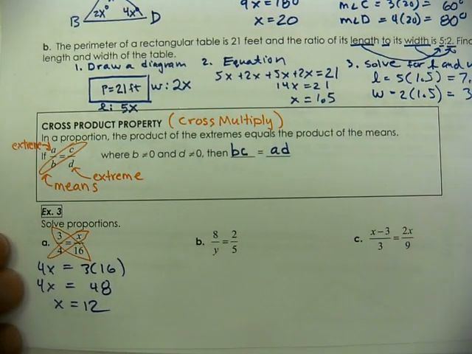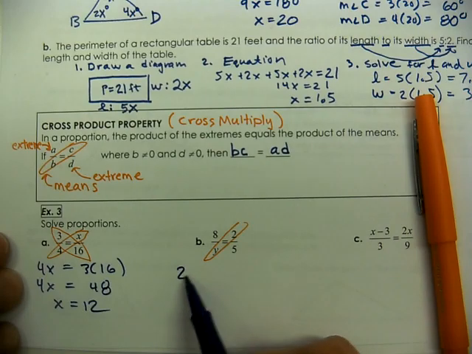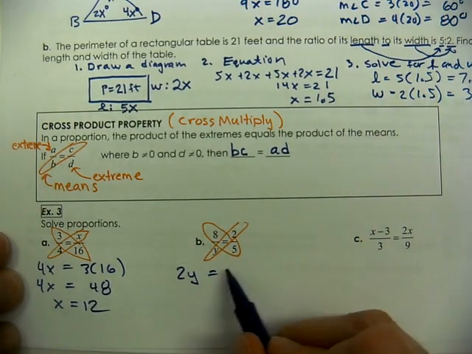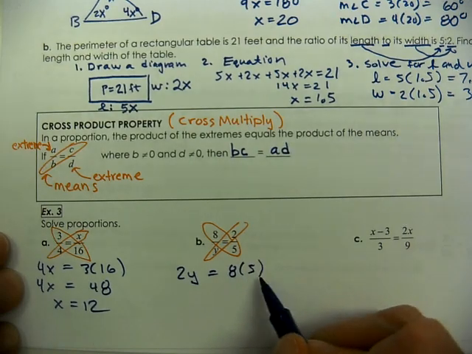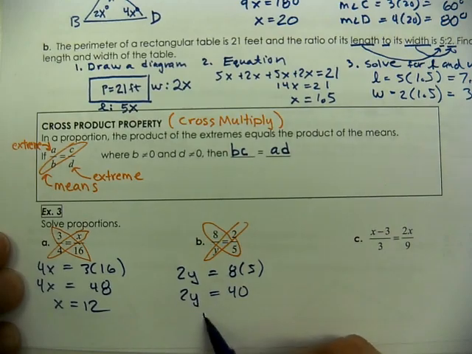All right, part B, let's do this again. Here we're going to multiply 2 times y, and that equals 8 times 5. The fractions are gone. 8 times 5 is 40. Divide both sides by 2 to isolate the variable. We get an answer of 20.